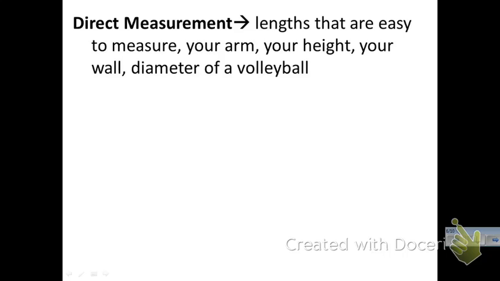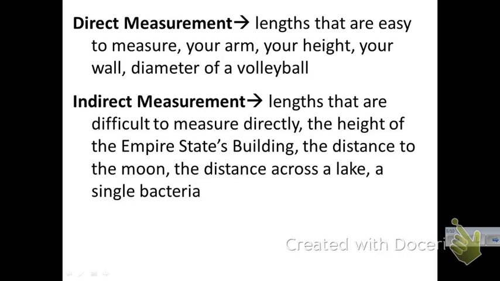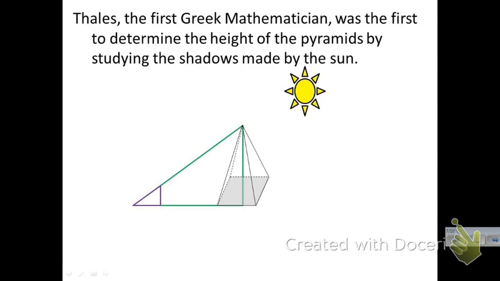Okay, direct measurement. These are lengths that are easy to measure, like your arm, your height, your wall, the diameter of a volleyball. We have indirect measurement. These are lengths that are difficult to measure directly, like the height of the Empire State Building, the distance to the moon, the distance across a lake, the single bacteria. It's so small it's really hard to measure. When these occur, we try to set up proportions to be able to find these lengths.